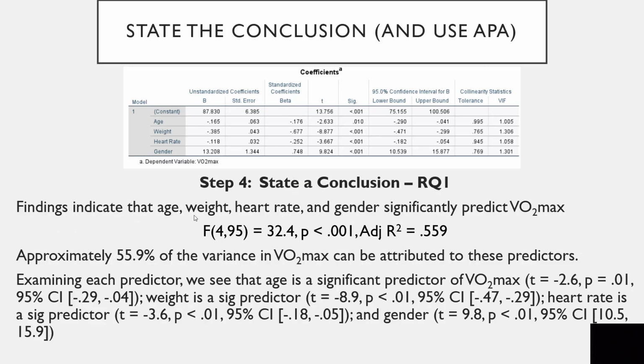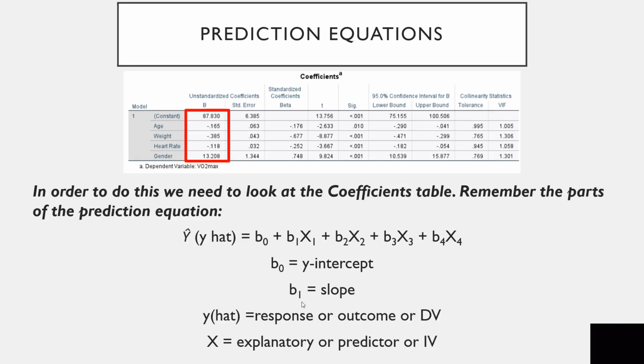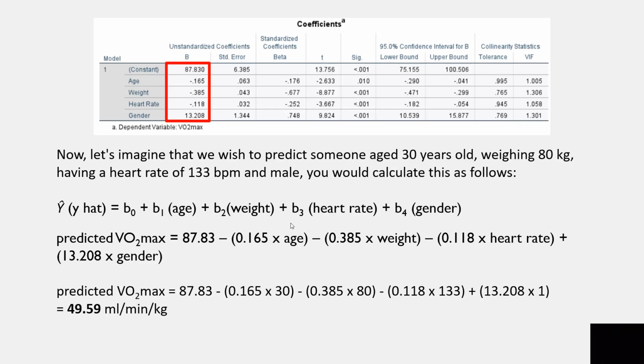Findings indicate that age, weight, heart rate, and gender significantly predict VO2 max, and I write out my F statistic, approximately 55.9% of the variance in VO2 max can be attributed to these predictors. Examining each predictor, we see that age is a significant predictor of VO2 max, and then I write that out. Weight is, heart rate is, and gender is also. Okay. And then for the prediction equations, in order to do this, you've got to go back to the coefficients table, and so each of these are the slopes, right? So I'm going to go into the next slide.